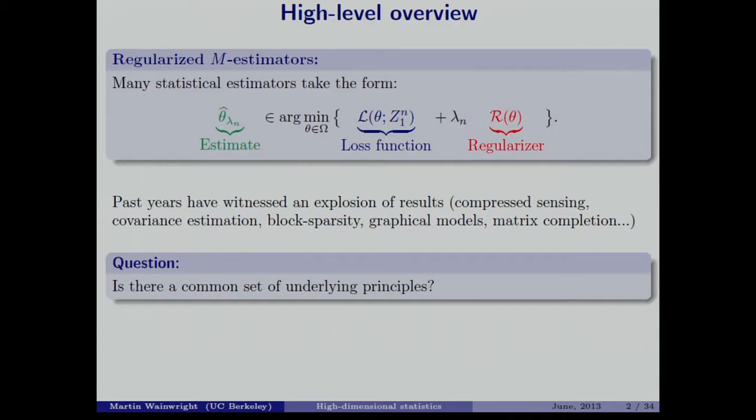These are called M-estimators in statistics, M for minimization or maximization. So we'd like to understand: do we need to rederive results fresh every time, or is there some common set of principles that we can distill? I think there is a common set, and I'm going to try and illustrate that. The key ingredients are natural generalizations of certain decomposability properties of L1 and very natural generalizations of restricted eigenvalues.